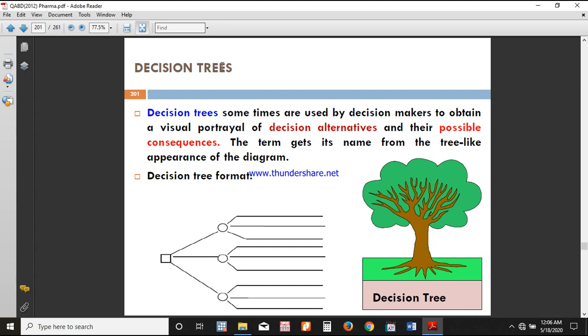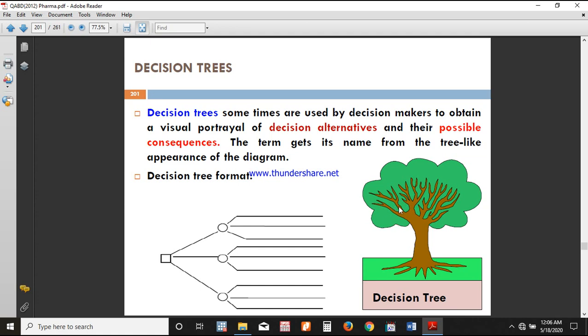Therefore, the last one is decision tree. This decision tree is the other way of this. It is similar to EMV, or expected monetary value. To draw a decision tree, for example, if you plant a mango, the plant will grow, and it will bring some fruits on its branches.